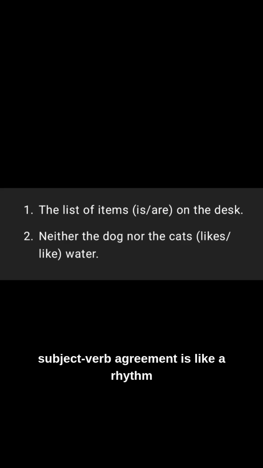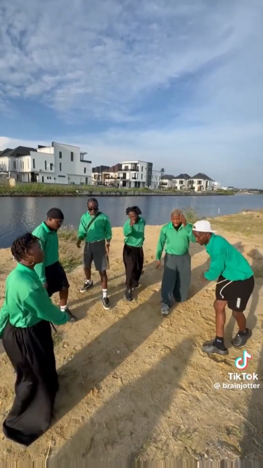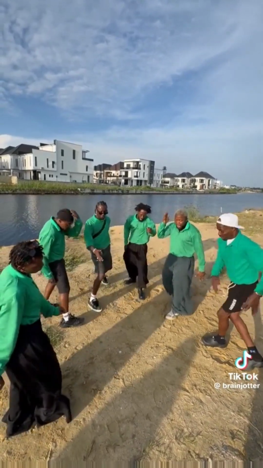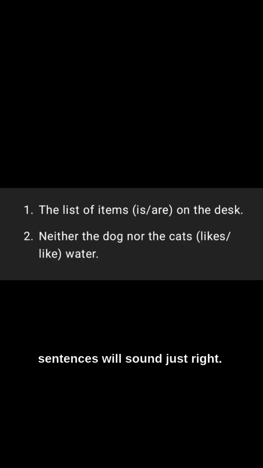Subject-verb agreement is like a rhythm, right? It's like rhythm in music. If it's off, people notice, but once you master the beat, your sentences will sound just right.